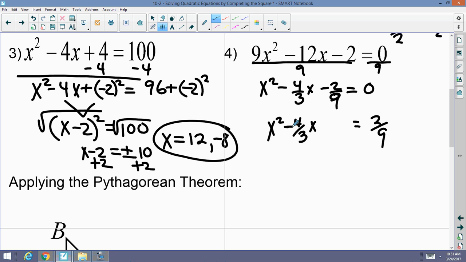Because I didn't have an a here. If you wanted to, you could have added 2 first and then divided by a. Either way, I just like to get rid of that a immediately first, sir.